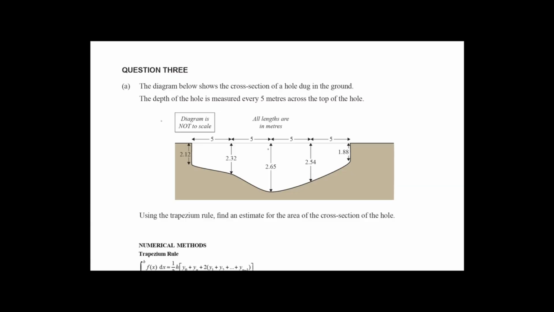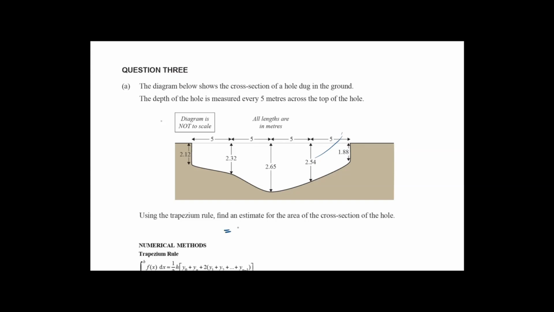So there's a hole which has been dug into the earth here, and they want to know the cross-sectional area using the trapezium rule. So the trapezium rule is half h, bracket, y0 plus the last one, plus 2 of the other lengths, close bracket.